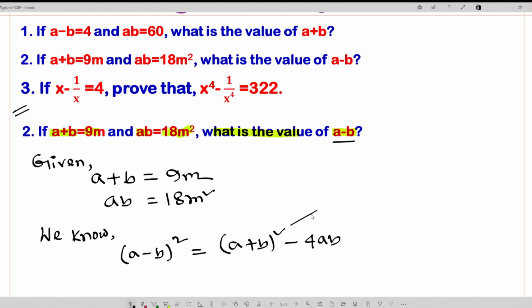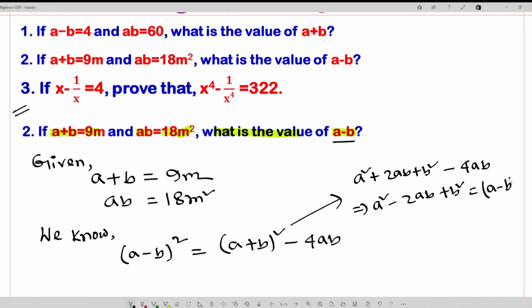How? Look, a plus b whole square means a square plus 2ab plus b square, right? And here is minus 4ab. So plus 2ab and minus 4ab will give a square minus 2ab plus b square. It means a minus b whole square. So a minus b whole square equals a plus b whole square minus 4ab. We can write a plus b means 9m and square, minus 4 times ab, which means 18m square.